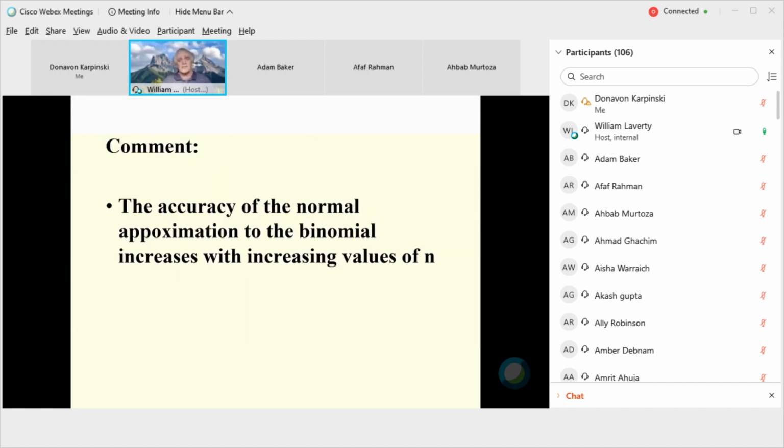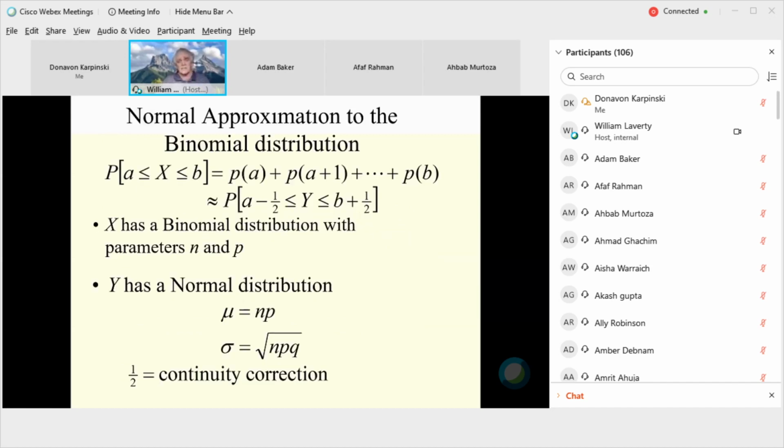So the accuracy of the normal approximation to the binomial distribution increases with the value of n. There's the formula for the normal approximation. Again, the 1/2 is called the continuity correction. It's because you're approximating a discrete random variable, which has probabilities located at, say, integer values, by a continuous random variable where the probability is spread over a continuum.